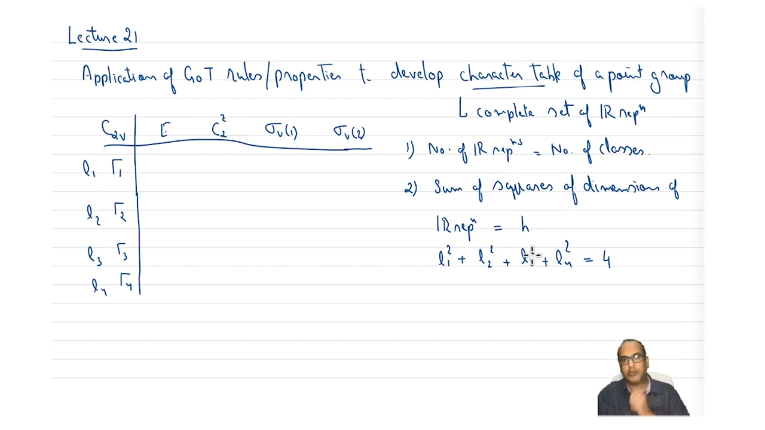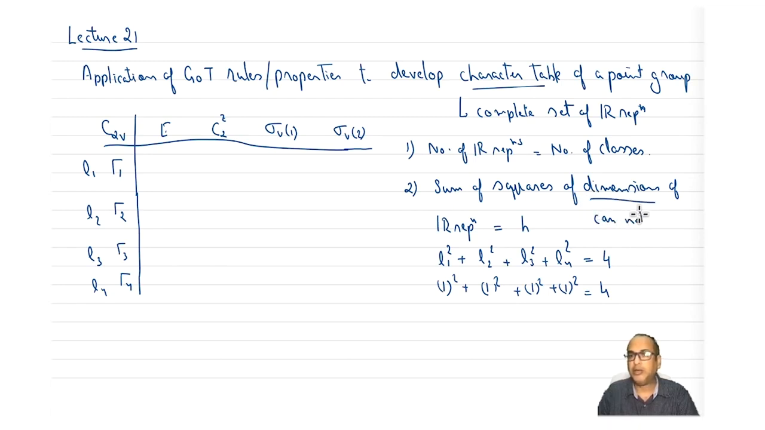Now, what are the possible solutions for this? There are four variables and only one equation, so there is no other way to solve but by hit and trial. The only possible solution is 1 square plus 1 square plus 1 square plus 1 square, right? Now you can see that it could also take negative values, but because these are dimensions, and dimensions cannot be negative, it has to take only positive values.